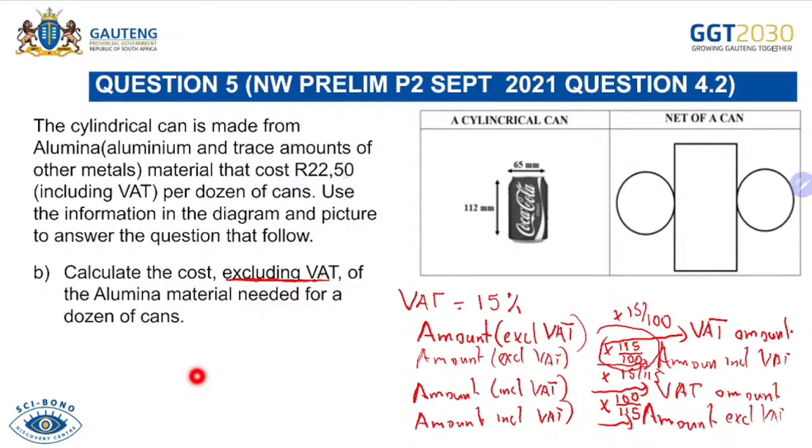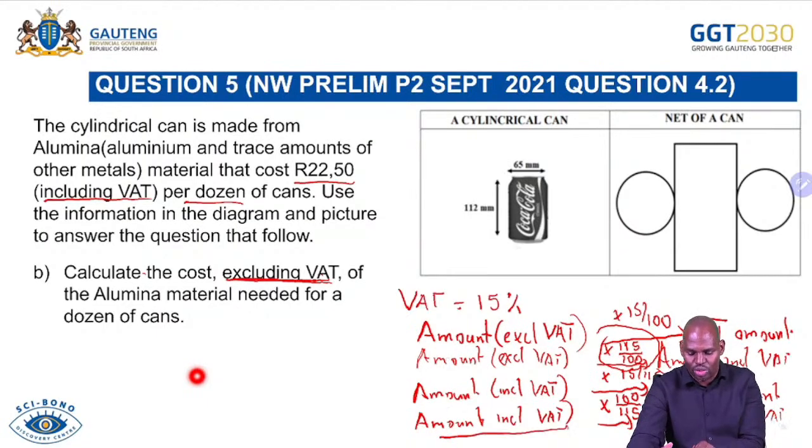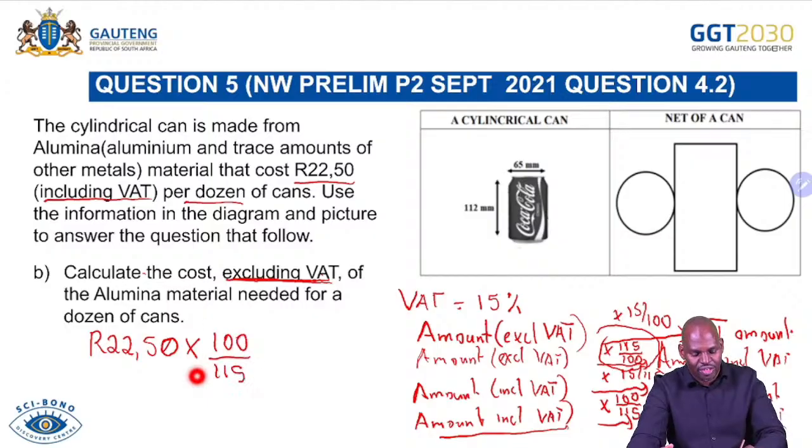We are given R22.50, and they say this R22.50 is including VAT per dozen. Now they say calculate the cost excluding VAT. So between all these formulas, which one are we going to use? We are given an amount including VAT, and we need to change it to excluding VAT. So we just take R22.50 and multiply by 100 over 115. Use your calculator: 22.5 multiplied by 100 over 115.